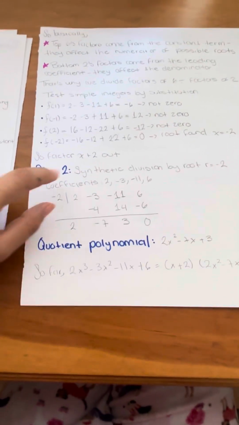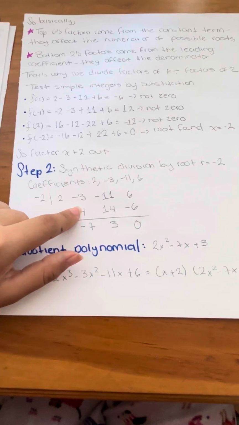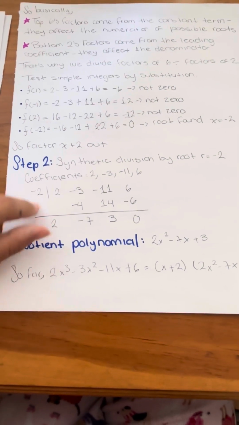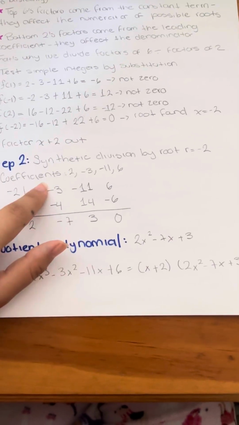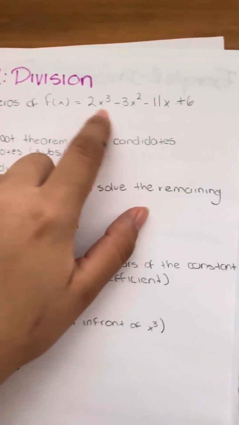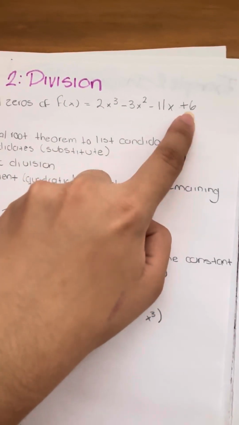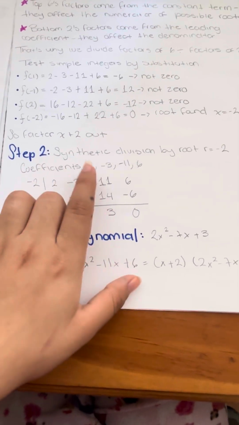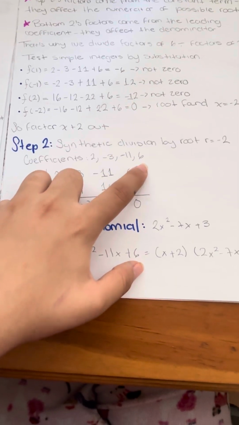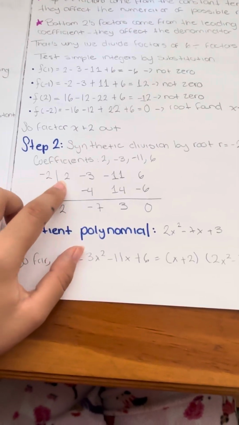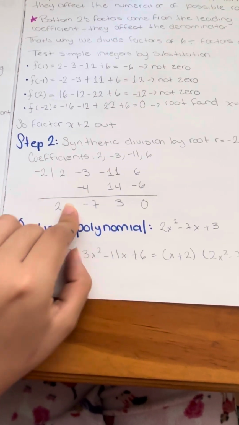Step 2. So now we're gonna use synthetic division in order to divide by negative 2. So we're gonna use the coefficients from the problem that we were doing, which is this one. That's the initial problem that we were gonna try to solve. So we're gonna use the coefficients 2, negative 3, negative 11, and 6, and we're gonna divide by negative 2. So we set them here, and now we're gonna divide.